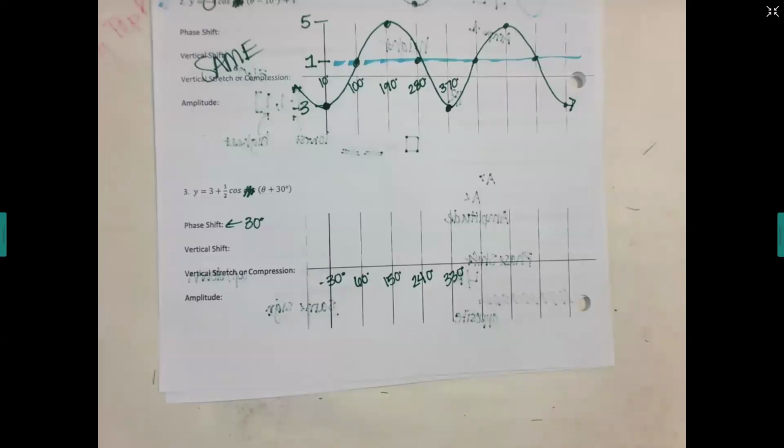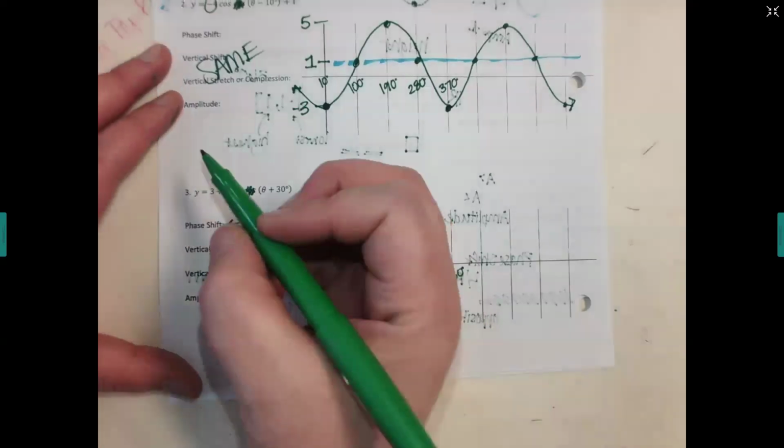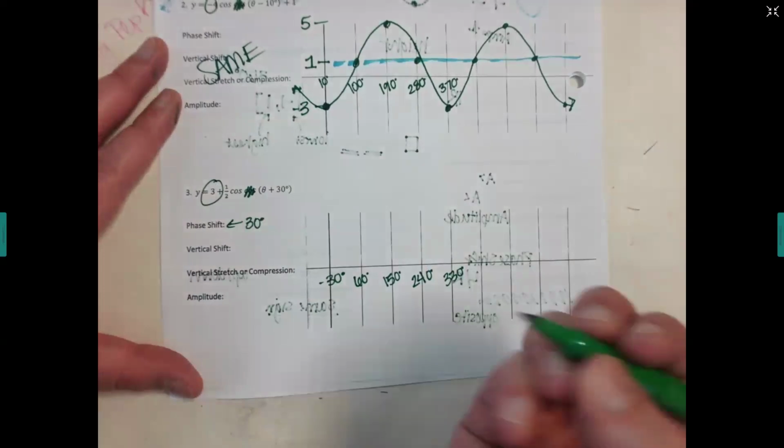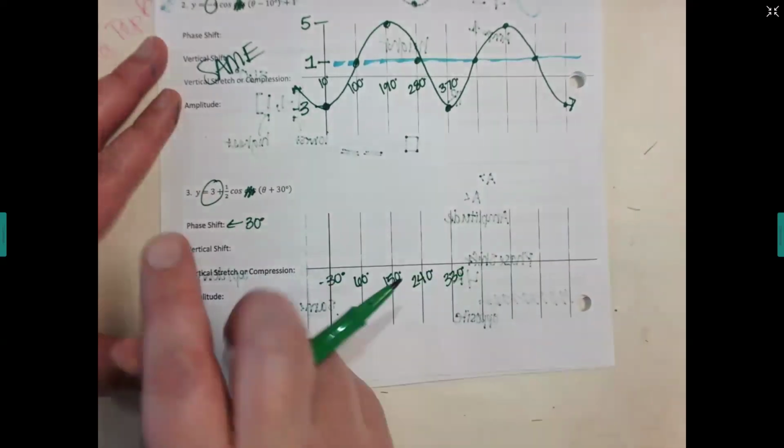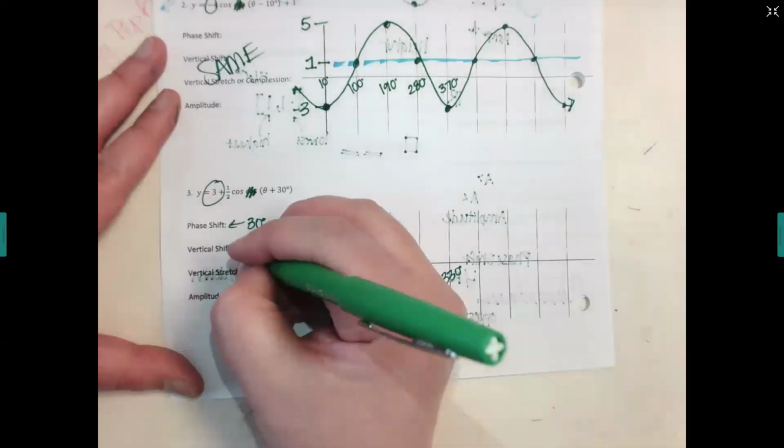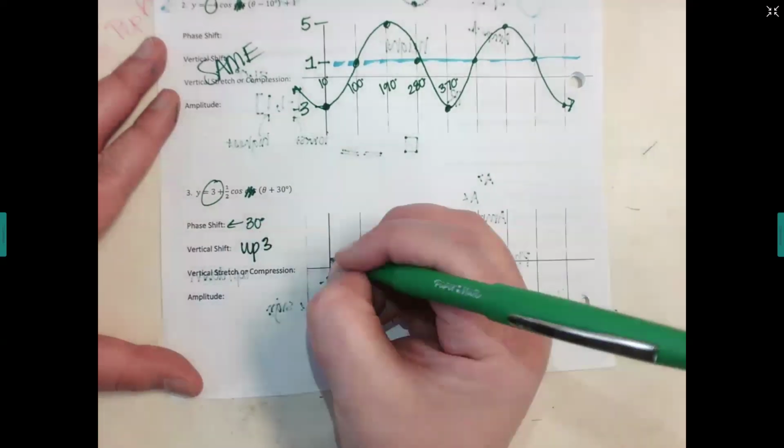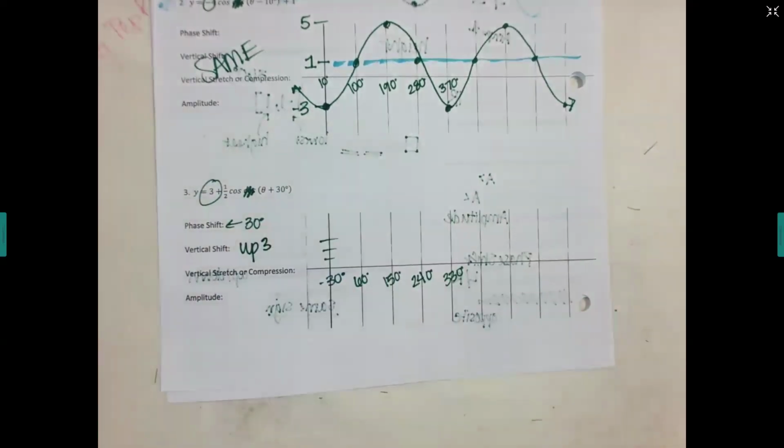All right, which way are we going to shift with the 3 in the front, up or down? It's a plus 3, up. So go up 1, 2, 3, draw in your midline.